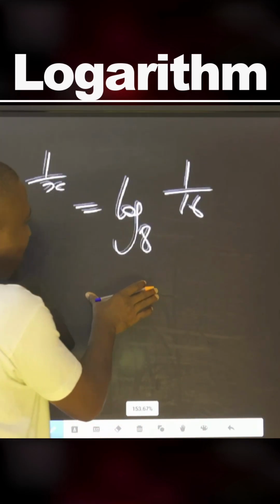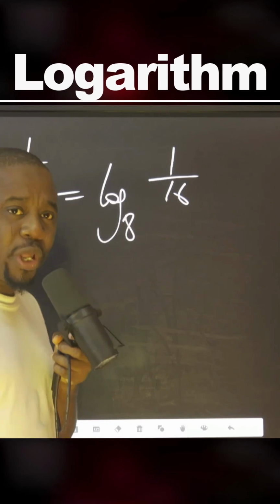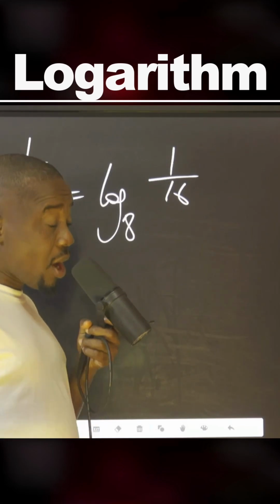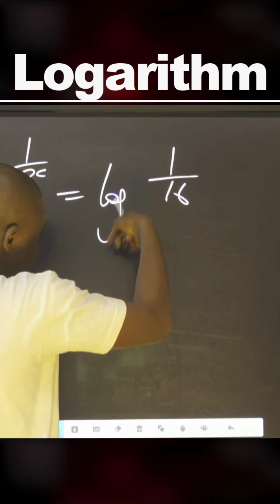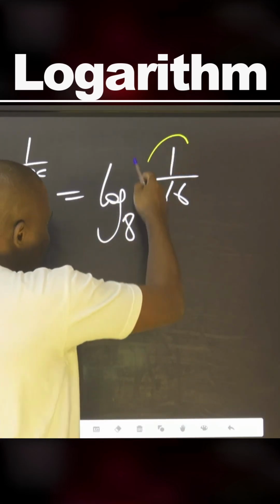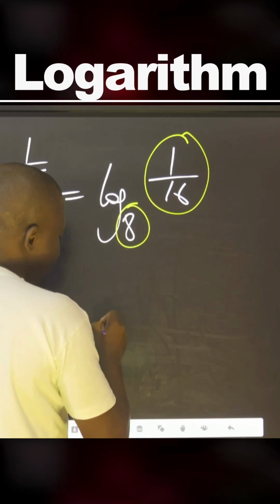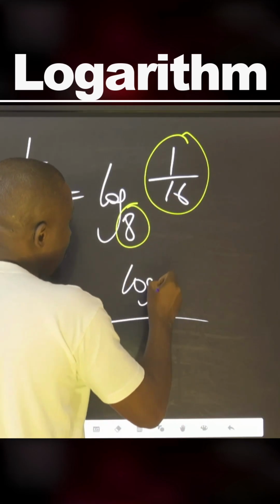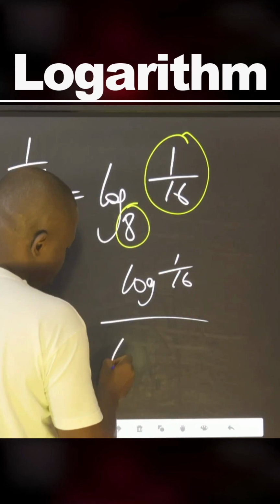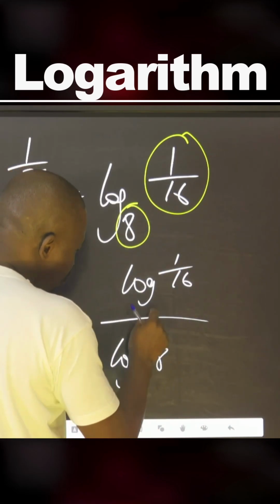Now, as you can see in this place, there's a problem. We can't move forward. Because we cannot move forward, we need to think fast. I need to change the base. This we have its base, this we have its base. That is log of 1 over 16 to the base of 8. But what should be the base?